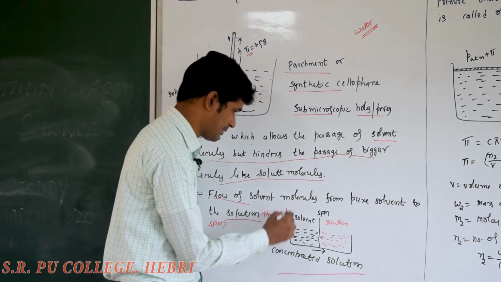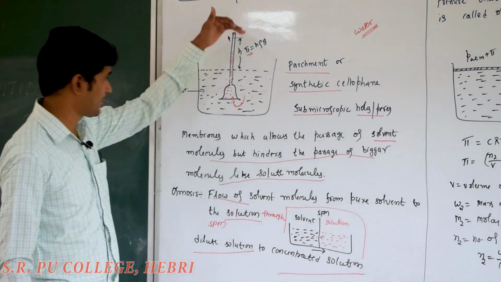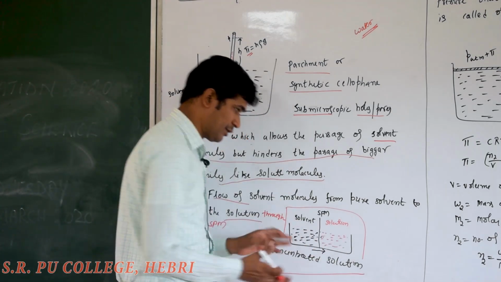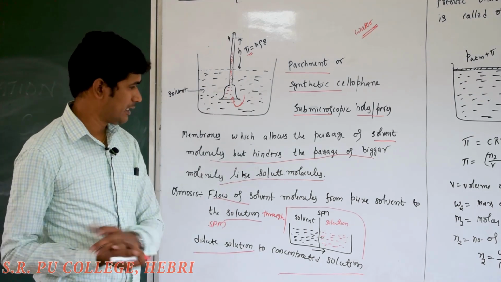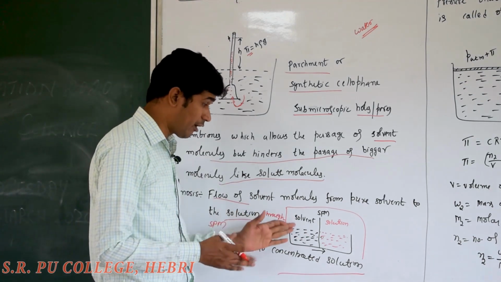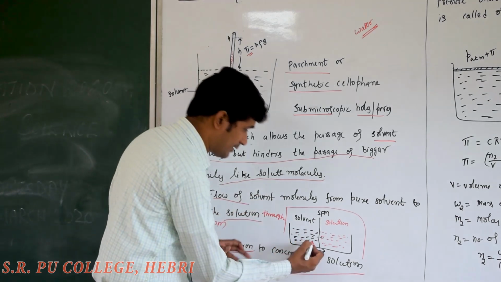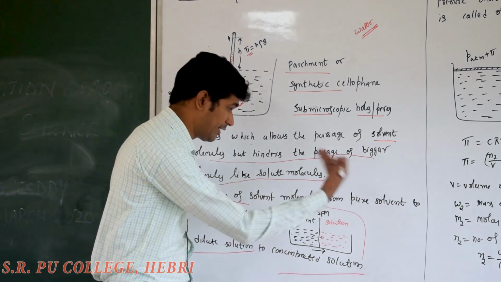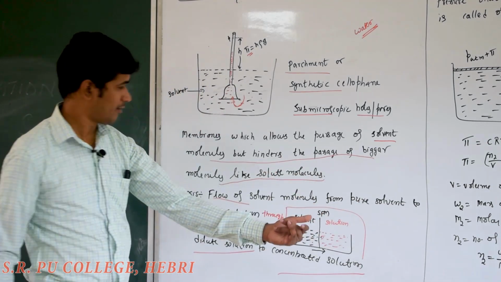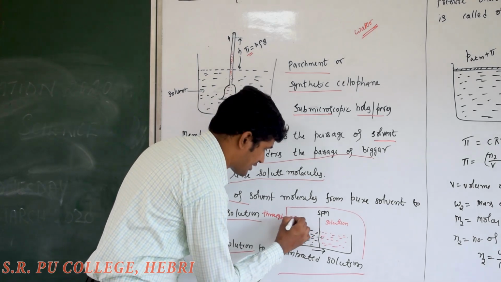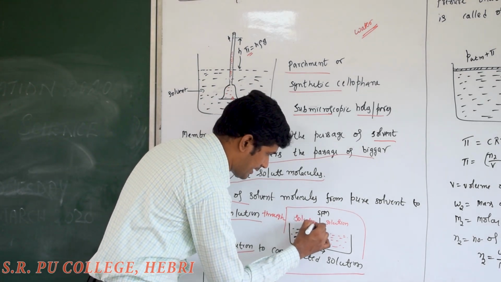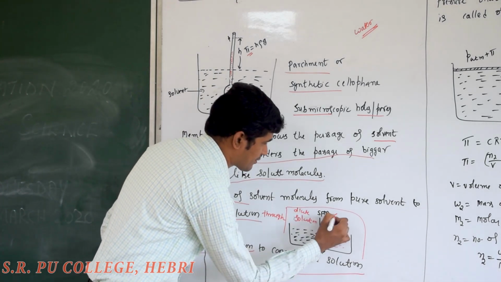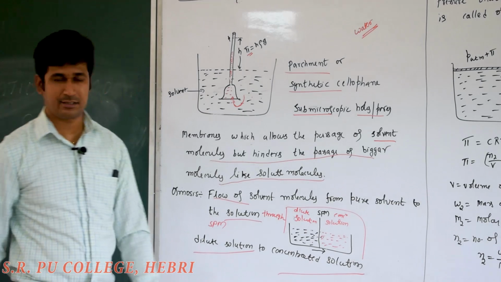Here I have given the example. No need to explain all these things. Here we have separated the solvent and solution through a semi-permeable membrane. Now solvent molecules move from this side to this side, from the solvent to the solution side. Or if you take two solutions separated by a semi-permeable membrane, this is the dilute solution and this is the concentrated solution. Now what happens?